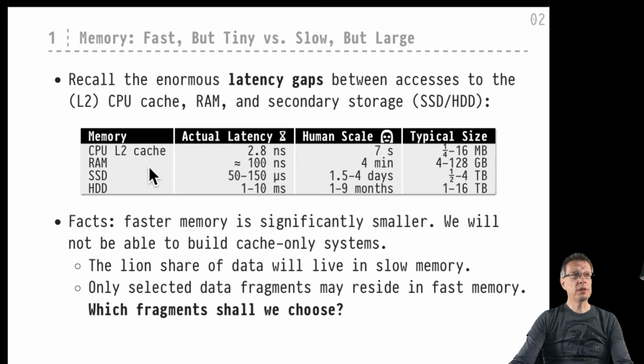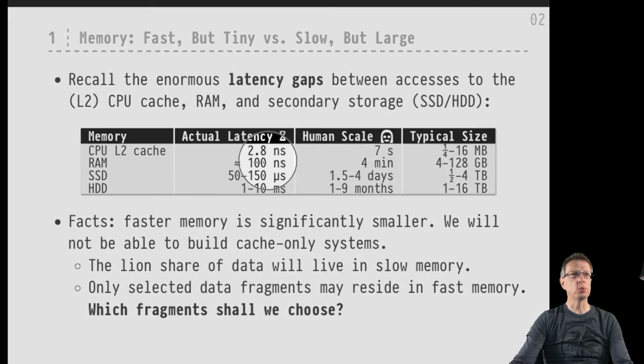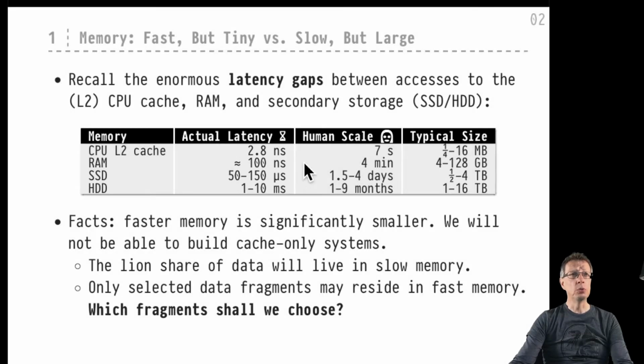When we cannot find the necessary bits in the cache, then we might find them in RAM, the primary memory of your system. But that yields wait times that are about a factor of 50 longer, so 100 nanoseconds we are looking at here. That's considerably longer. On a human timescale, that might be some minutes, not seconds, but minutes already.